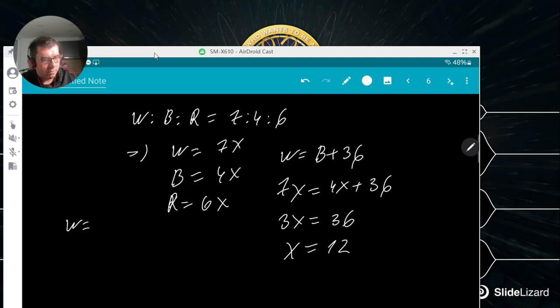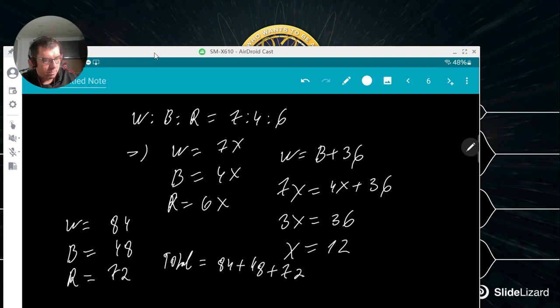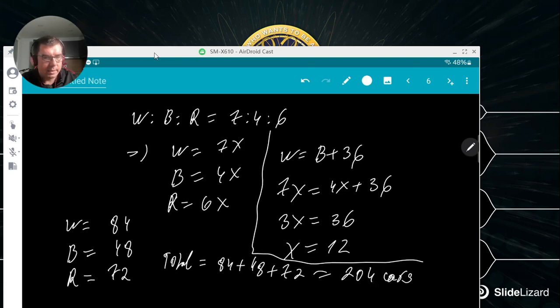7 times 12, which is 84. The black ones will be 4 times 12, 48. The red ones will be 6 times 12, 72. And therefore, total, 84 plus 48 plus 72. This is 204 cars. And that's the answer.